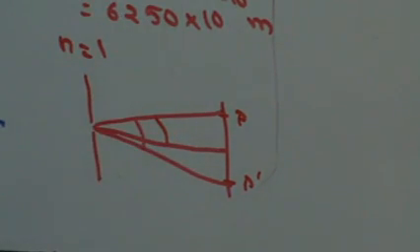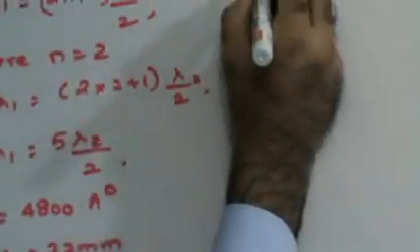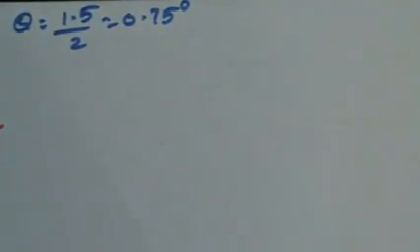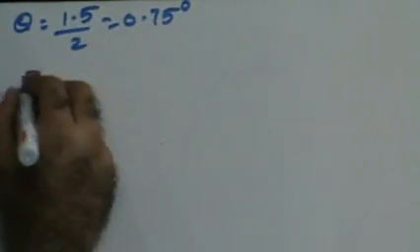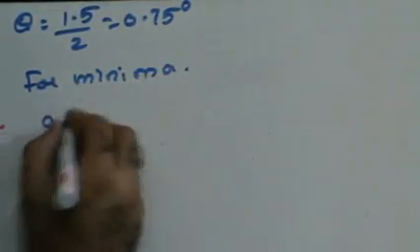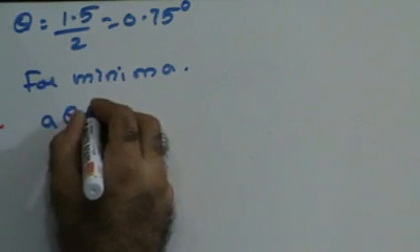I can therefore say that theta is going to be nothing but 1.5 by 2, that is 0.75 degrees. Once I have this, then it's a very straightforward sum, right? I can say that for minima, I'm directly writing, I'm not going to write sin theta, I'm writing a theta is going to be nothing but n lambda. N is 1, so I can straight away say that a is lambda upon theta.